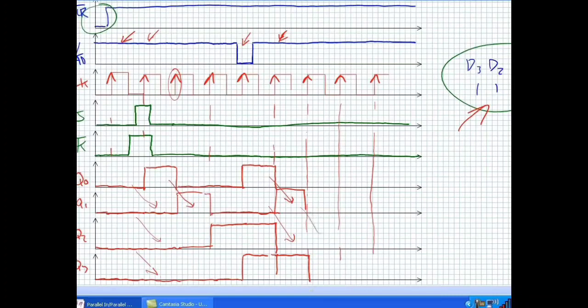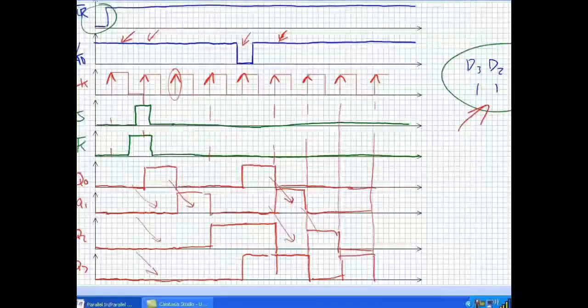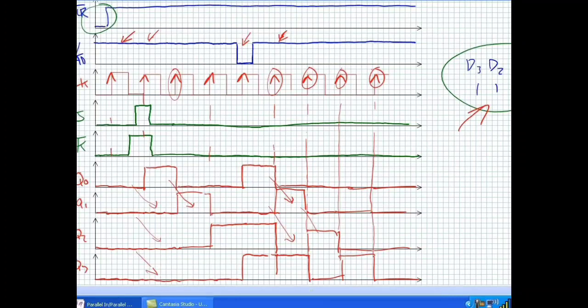Next clock pulse, 1. We're putting zeros on there. And finally, we got 1, 0, 0, 0. And then finally, last clock pulse there, we've cleared our shift register. How many did it take? It took 1, 2, 3, 4 clock pulses to clear our 4-bit shift register.